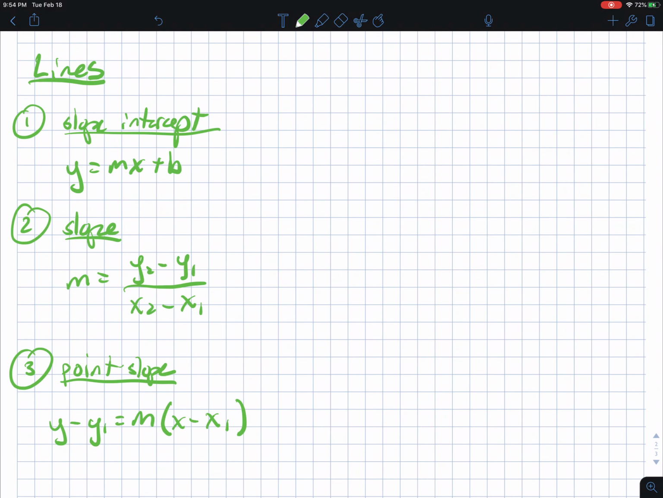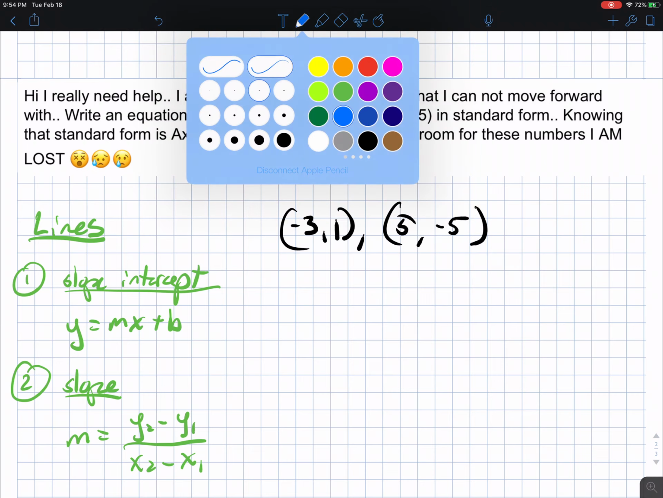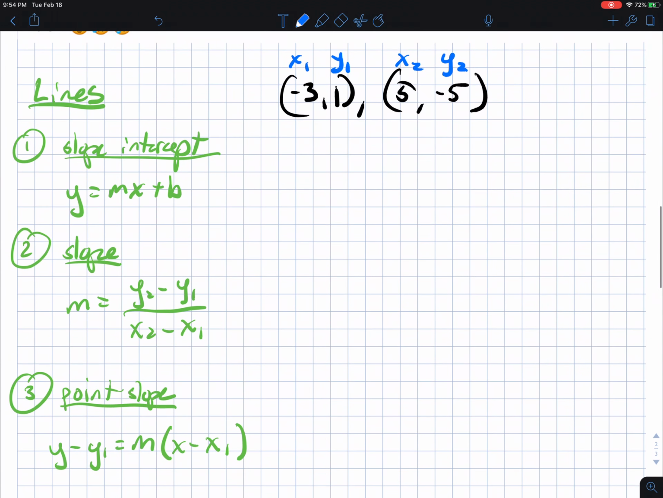If we look at this example, we have the two following points: (-3, 1) and (5, -5). Whenever I'm working with lines with points like this, I automatically label them x1, y1, x2, y2. So the labels are pretty clear, right? With something like this, I would start with equation 2 to find the slope. Once we find the slope, we'll have a point and a slope, so we could use equation 3 and then finish with the standard form.